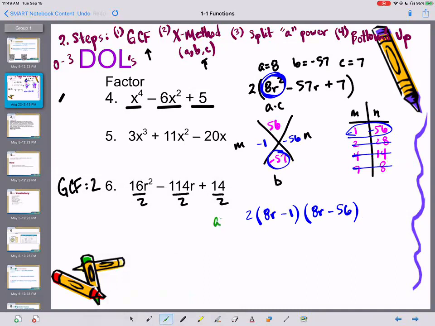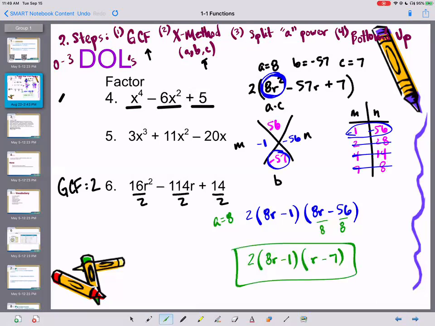Since my A is 8, I'm going to try to divide. Can I divide this first parenthesis by 8? Does 8 go into the first parenthesis? No, because it cannot go into 1. Can it go into the second parenthesis? The answer is yes. So our answer is going to be 2 times 8r minus 1 times r minus 7. That's your answer to number, I keep calling it number 3, I'm sorry, number 6.